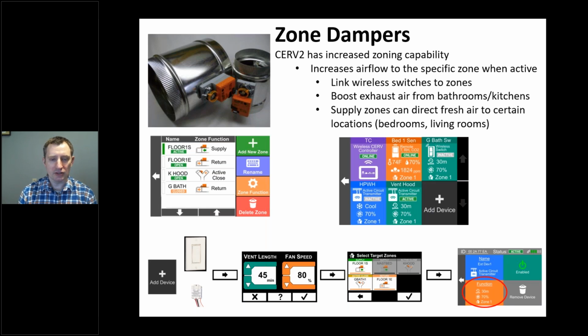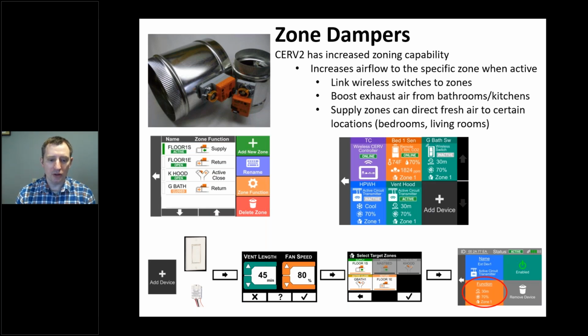So this is another layer on top of that to give more precise control for spot ventilation, where maybe during normal operation, just the lower airflow from those spaces may be enough to maintain good air quality. But for spot ventilation purposes, if you wanted to boost that airflow up, that's why you'd use the zone dampers. You can also add them on the supply side as well. So if a certain zone is active for ventilation, you can also have the supplies direct the airflow to a certain zone in the house during that time.